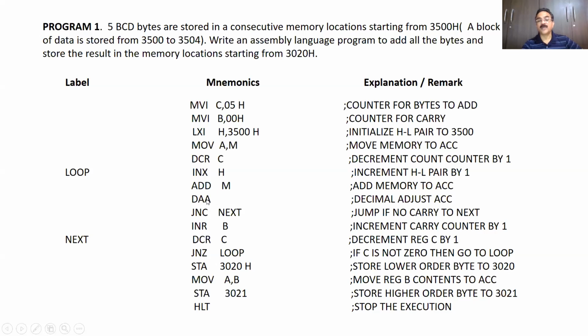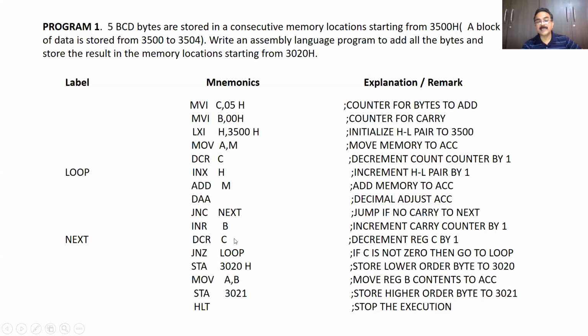And after that, we'll have to check for carry. Because any addition may generate a carry. If there is no carry, then we'll have to go to the instruction DCR C, because the second byte we have added, so we'll have to decrement the byte counter one more time. If there is no carry, go to the next DCR C. But if there is a carry, then you'll have to first increment the carry register, the carry counter here, B, by 1, INR B, and then decrement C.